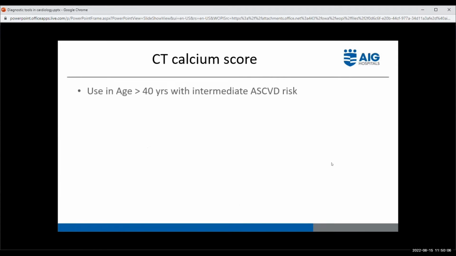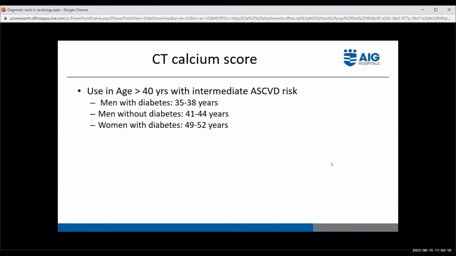The CT calcium score is used in age more than 40 years with intermediate atherosclerotic cardiovascular disease: men with diabetes 35 to 38 years, men without diabetes more than 40, women with diabetes more than 49, and women without diabetes more than 50. Easy, no risk of contrast.